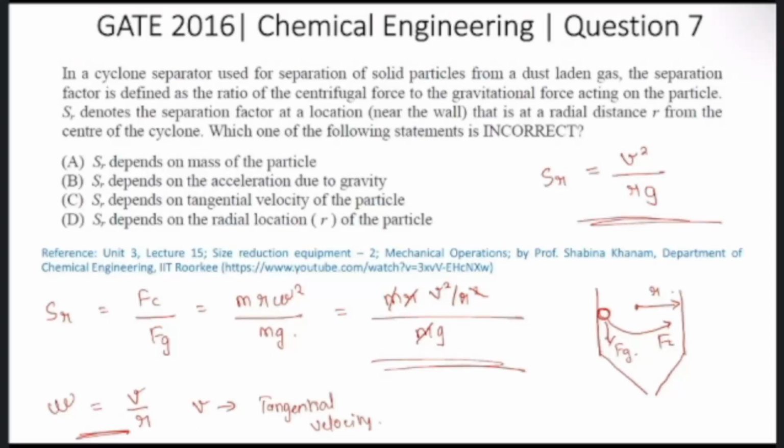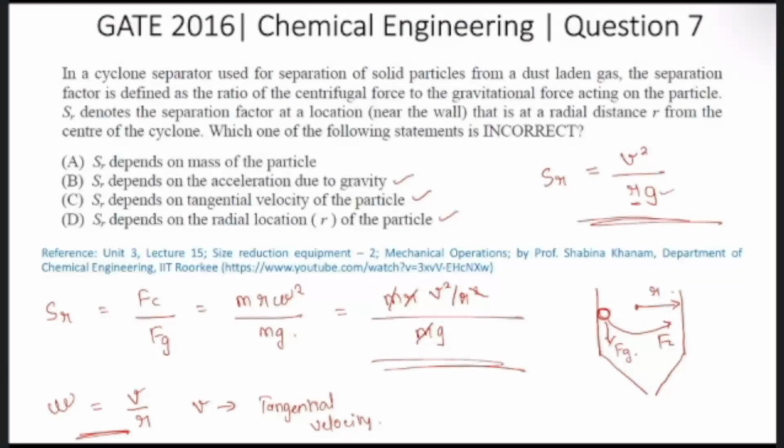Now here v is the tangential velocity of the particle. So that means SR will depend on the tangential velocity of the particle, which means option C is true. It is not incorrect. It is correct. And v square by r g, so it also depends on r, which is the radial location of the particle. So option D is also true. And g is the gravity, so option B is also true.